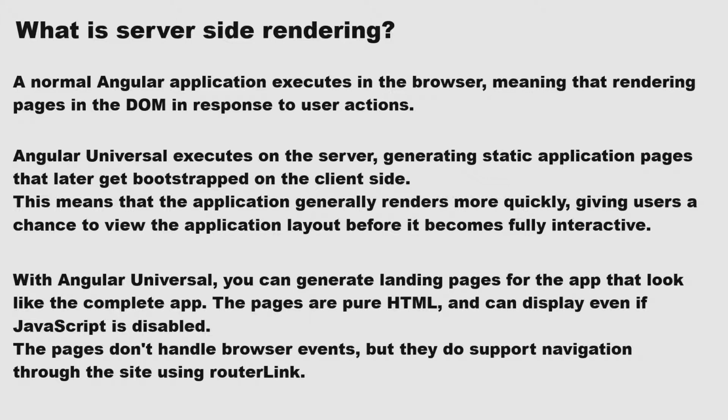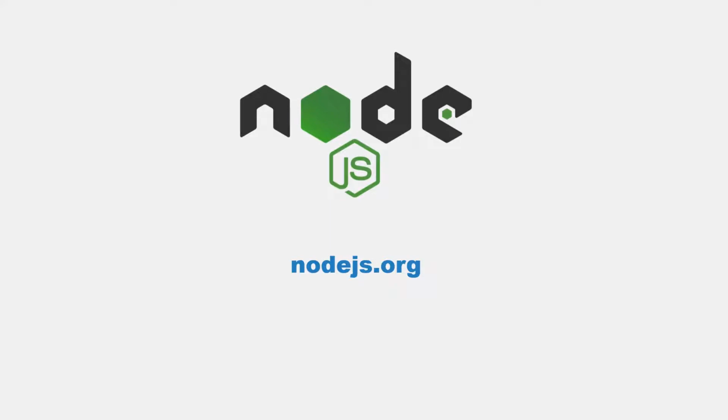With Angular Universal, you can generate landing pages for the app that look like the complete app. The pages are pure HTML and can display even if JavaScript is disabled. Although pages don't handle browser events, they do support navigation through the site using router link.